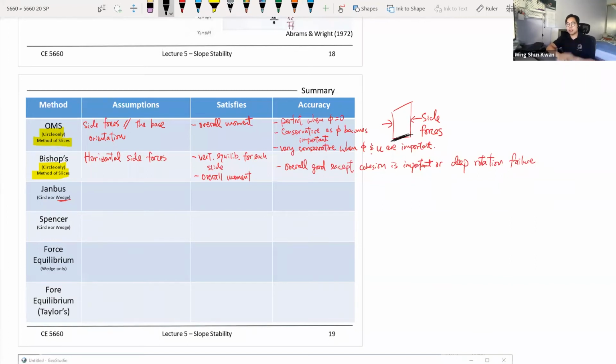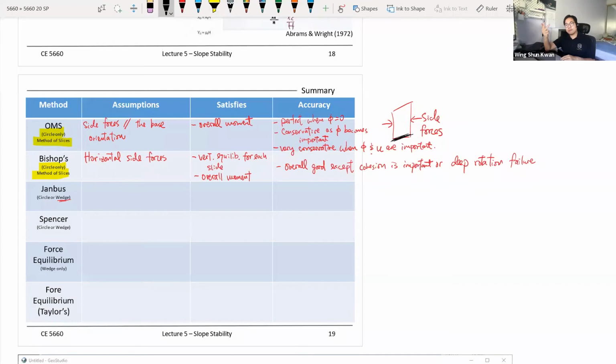With those different internal force assumptions, purposely made, it helps you solve the equations on the free body diagram of each slice. Then it helps you tell which equilibrium conditions are satisfied. There are three different types of equilibrium conditions: the overall moments, the vertical forces, and the horizontal forces.